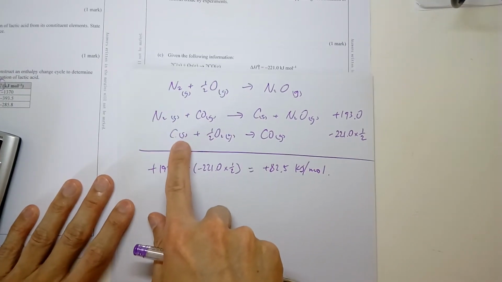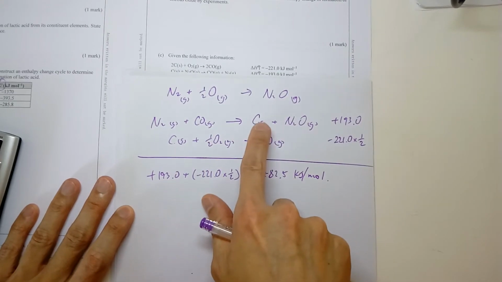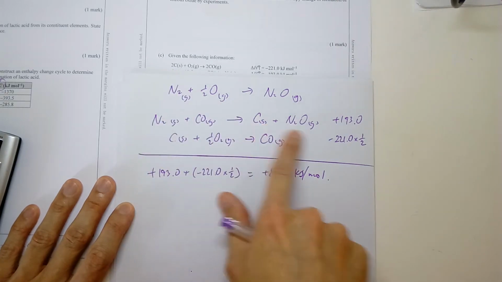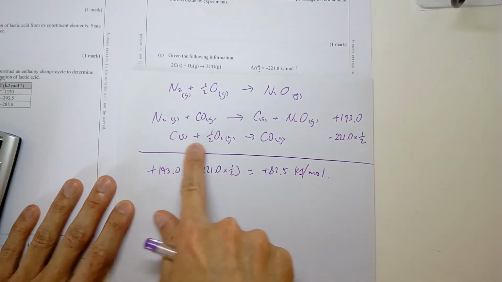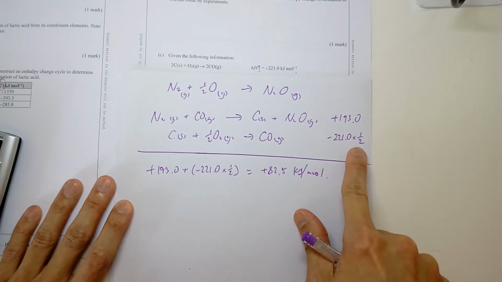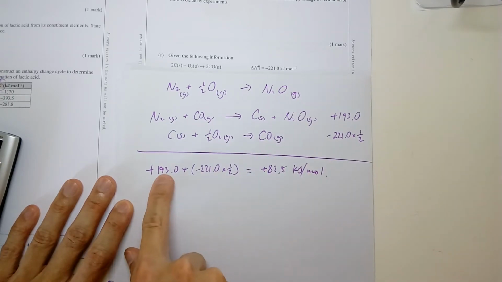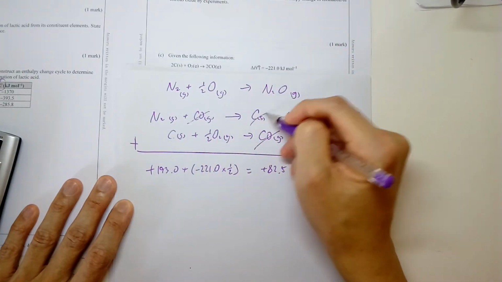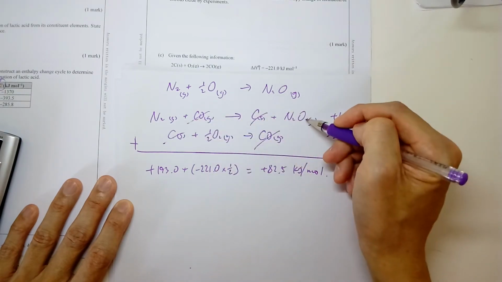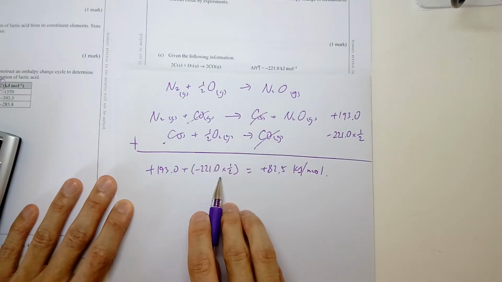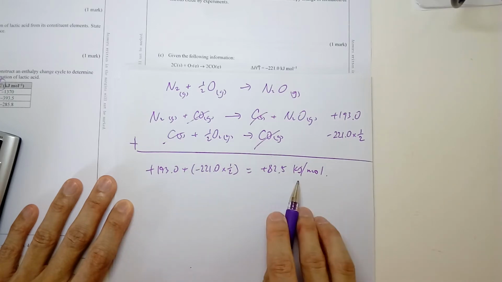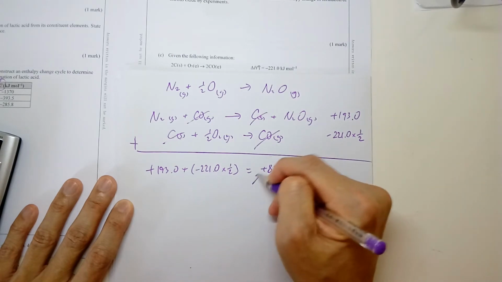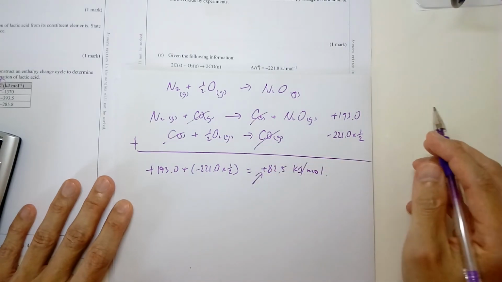Then equation 1: we need one carbon here, but equation 1 has 2 carbons. So what we have done is we halve equation 1 like this, and that's why we halve the value. After we add the 2 equations together, we can cross out the CO and the carbon, and the result is what we want. So the equation will be like this, and the answer is positive 82.5. Don't forget the positive sign, or you may lose your mark.